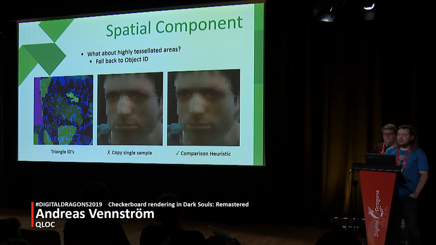Since we're using the triangle IDs to identify distinct surfaces, highly tessellated areas can cause problems. This image contains a lot of places where the missing sample only has 1 neighbor to fetch color from. This will cause the missing sample to directly copy the color of that single neighbor. We can resolve this special case by falling back to the object IDs instead, applying the differential blend operator on a larger number of samples.